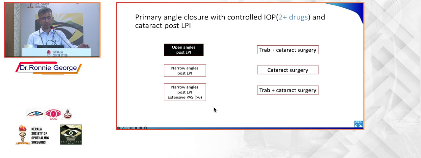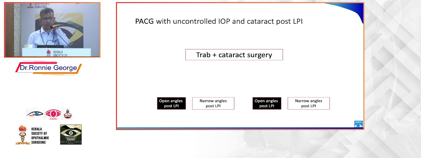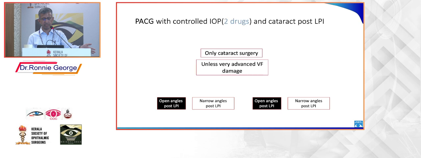The exclusion to the rule is if you have extensive synechiae with narrow angles post-LPI, in that case I might consider adding on a trabeculectomy, because in these eyes you can sometimes cause the angle to decompensate after surgery, especially if you're on more than 2 drugs. So keep in mind, when you're on more than 2 drugs, you follow rules very similar to open angle glaucoma. You combine it with a trabeculectomy when you think it is necessary. What if you have PSCG with uncontrolled IOP and cataract post-LPI? I think the evidence is fairly clear that if you have open angles, definitely trab plus cataract surgery. And if you have PSCG with controlled IOP with 2 drugs and cataract post-LPI, only cataract surgery unless you have very advanced visual field damage.